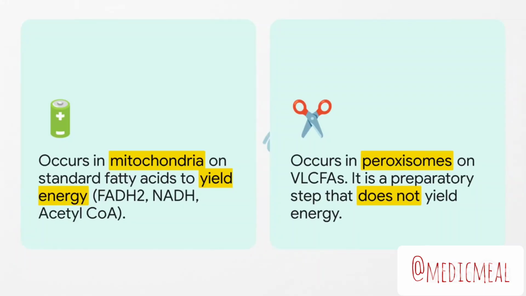So when you put them side by side, you can really see this incredible division of labor inside the cell. Mitochondrial beta oxidation is the main power plant, breaking down standard fatty acids for energy. Peroxisomal beta oxidation, on the other hand, is like a pre-processing facility. It takes those extra large fatty acids that are too big for the mitochondria to handle, shortens them to a manageable size without making energy itself, and then sends them over to the mitochondria to finish the job.